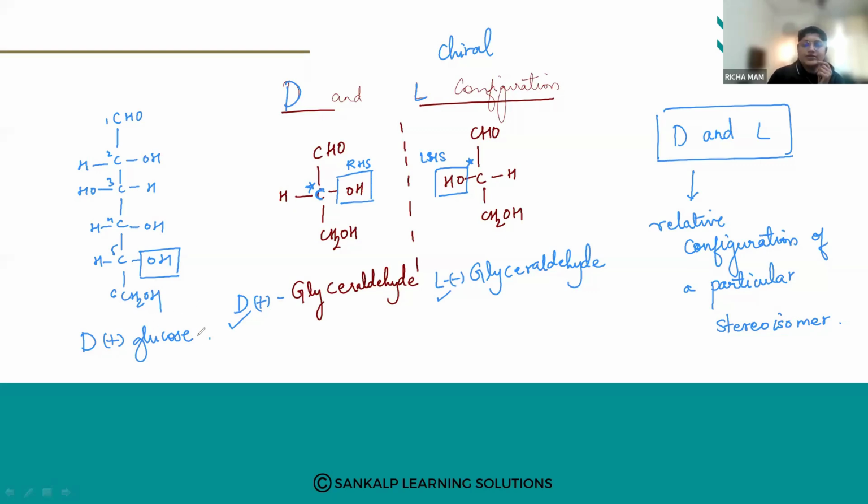Understood? So this is our D and L configuration. When the OH is on the left hand side, it is called as what? L. We give the letter as L, and when OH is on the right hand side, we give it as D. Okay, so this is the meaning of the D and L configuration. Now let us see the next part.